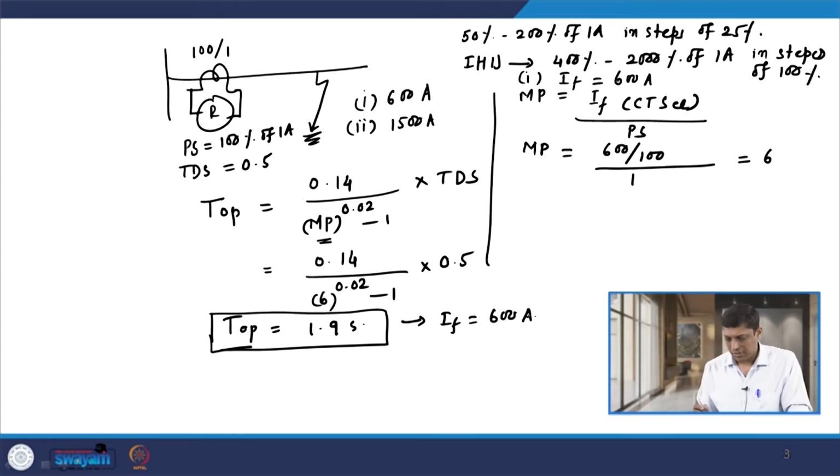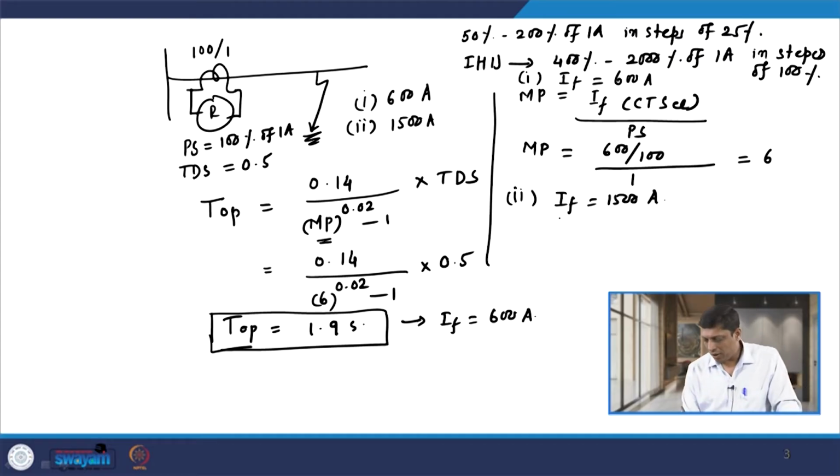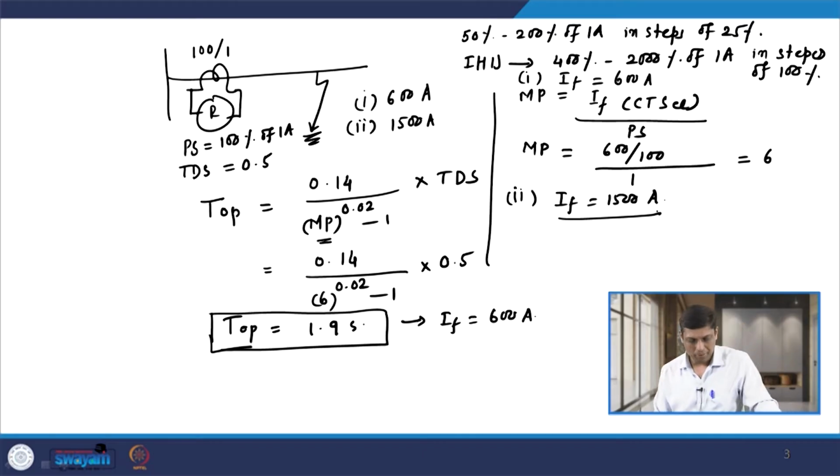So, that is for the first case. Now, let us consider the second case, when the magnitude of fault current is, say, 1500 ampere. If I look at the fault current value, obviously we can calculate the value of PSM, whatever it comes out. In this case it comes out to be 15, and you can put the value of 15 here and you can calculate the time of operation of the relay for the second case.